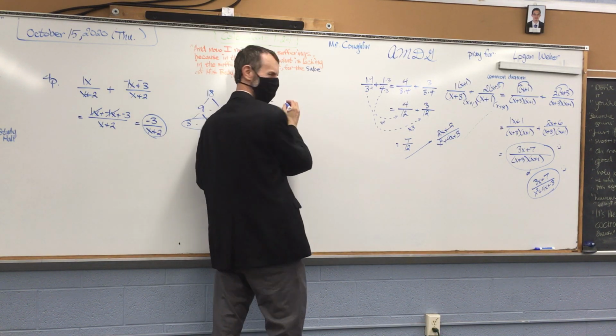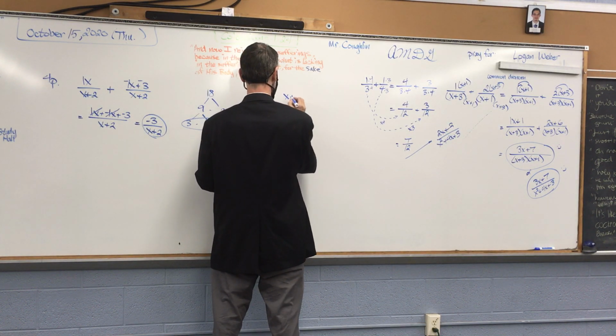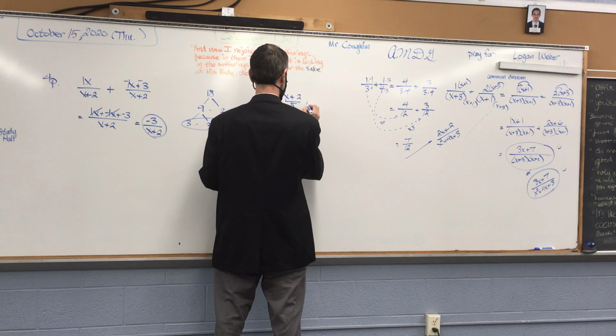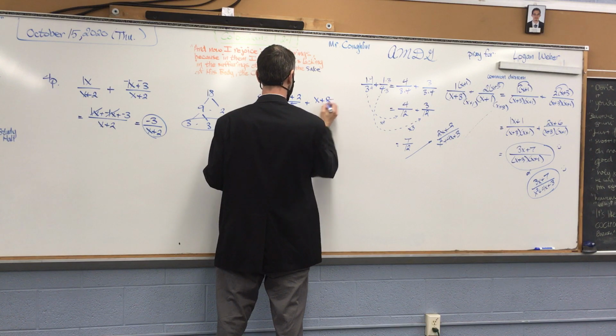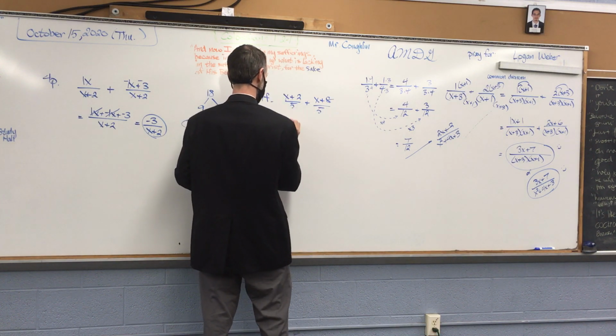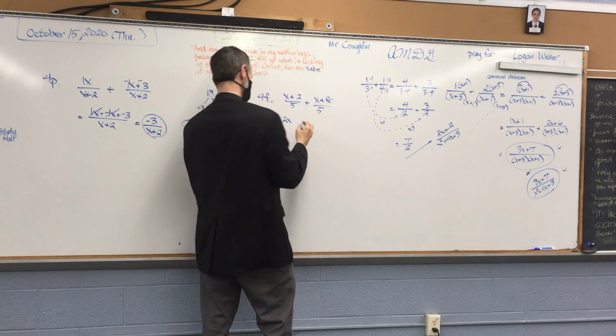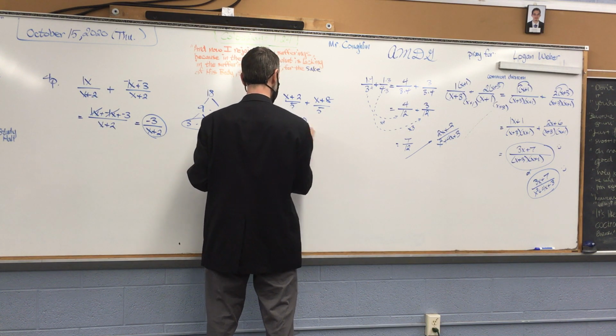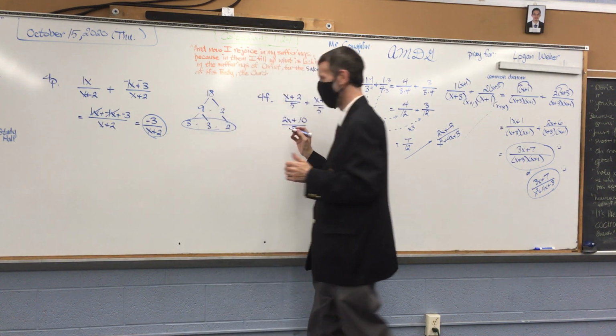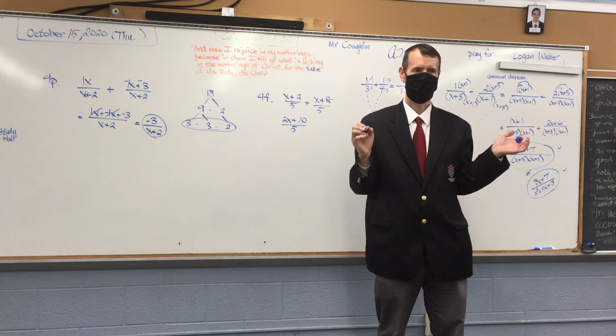So number 4F, all right, I'll even give it to you. I'm sorry, what was it again? X plus what? X plus 2 over 5? And then plus x plus 8 over 5? Yeah. And you said it was 2, I flipped these around, it was 2 plus x. So you got 2x plus 10 over 5, which is correct. Is there anything you can do on the top?